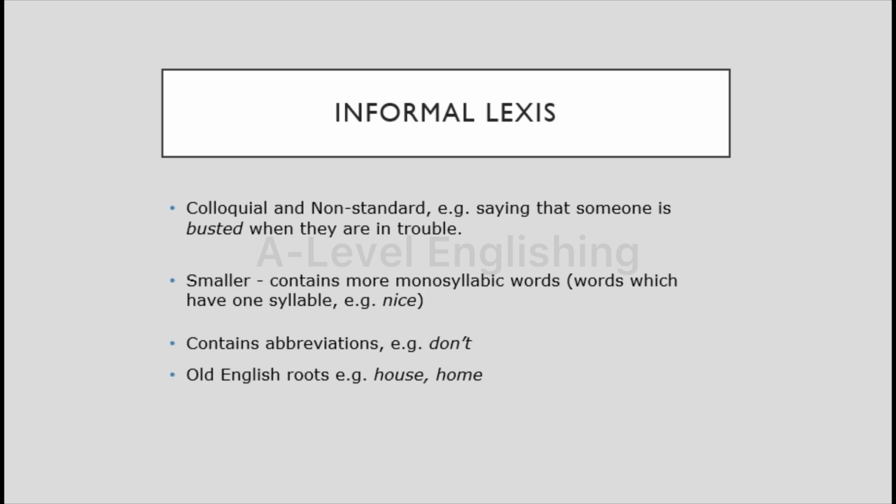So the words also tend to contain abbreviations. They're shortened, which, for example, can make you sound more casual and conversational in speaking. So, for example, don't instead of the formal do not, right? And another characteristic is that it typically has Old English roots, for example, house or home. Now, this is something you should just keep in mind for now. It is something we will more properly indulge into as we move on to further parts of the syllabus. So let's keep it right over here and let's move on to formal lexis.